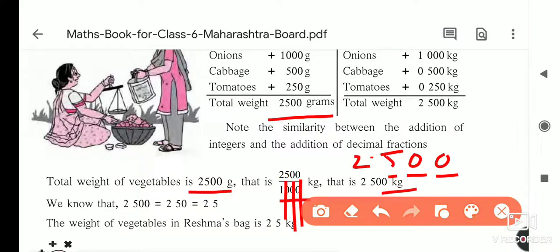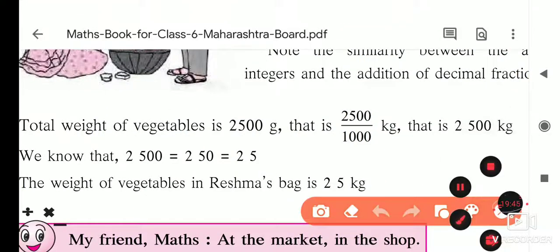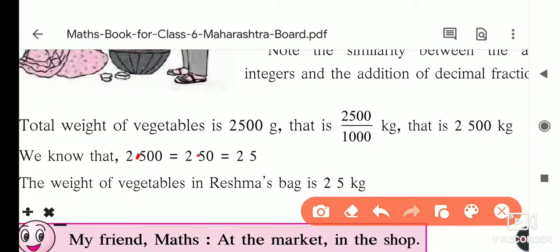Okay, so here a printing mistake is there, the point is not shown. So we know that 2.500 means only 2.50, which means only 2.5, because the zero after the point doesn't have value. So that is the way of writing. Next, the weight of vegetables that Reshma has in her bag is equal to 2.5 kg or 2500 grams. Both ways you can write, 2.5 kg, otherwise 2500 grams.